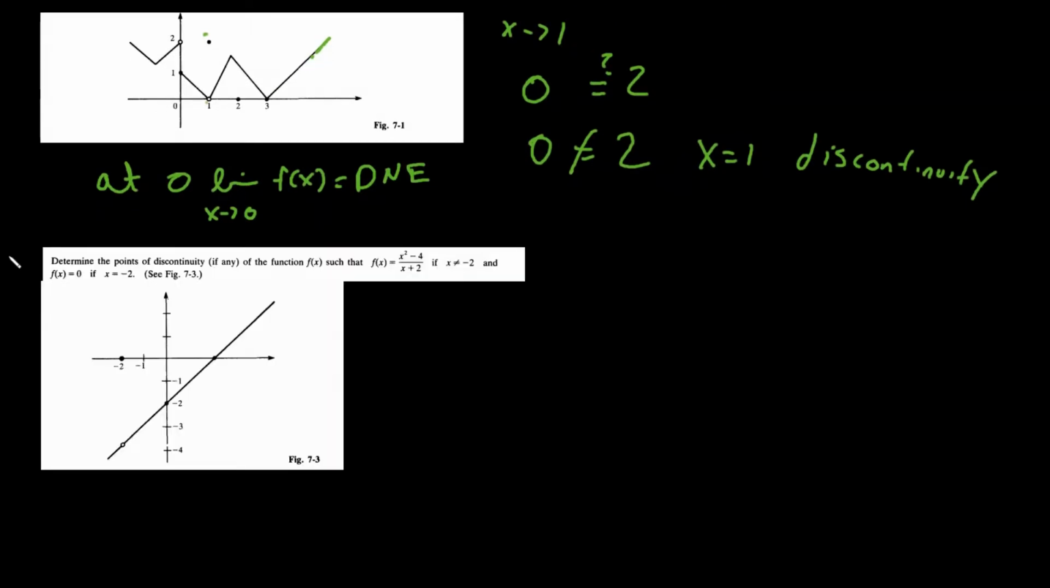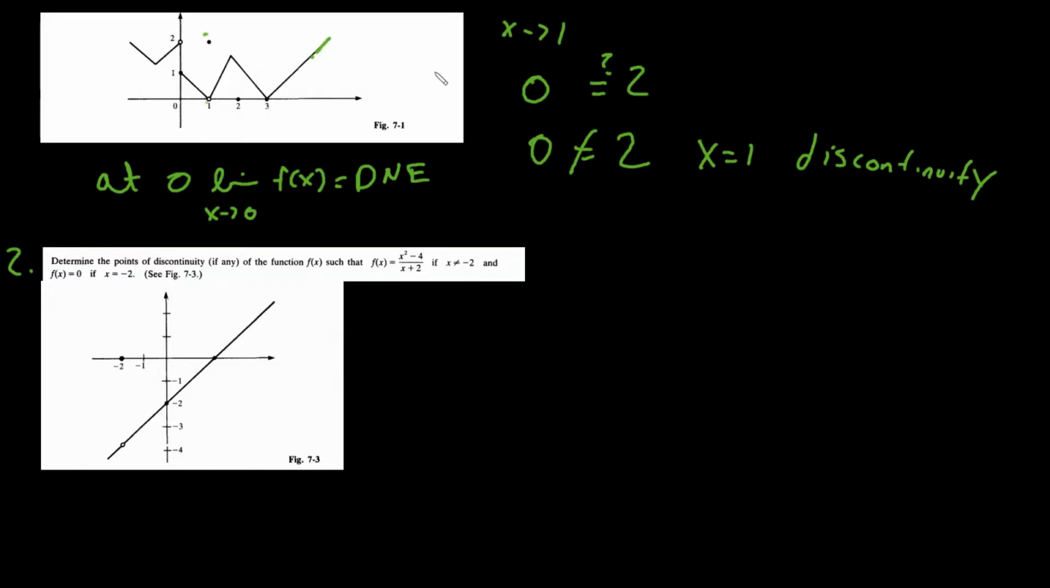Alright, so question 2 says determine the points of discontinuity, if any, of the function f of x, such that f of x is equal to x squared minus 4 over x plus 2 if x is not equal to negative 2, and f of x equals 0 if x equals negative 2. So here, x cannot equal negative 2 because the denominator cannot equal 0, as that will make the function undefined.